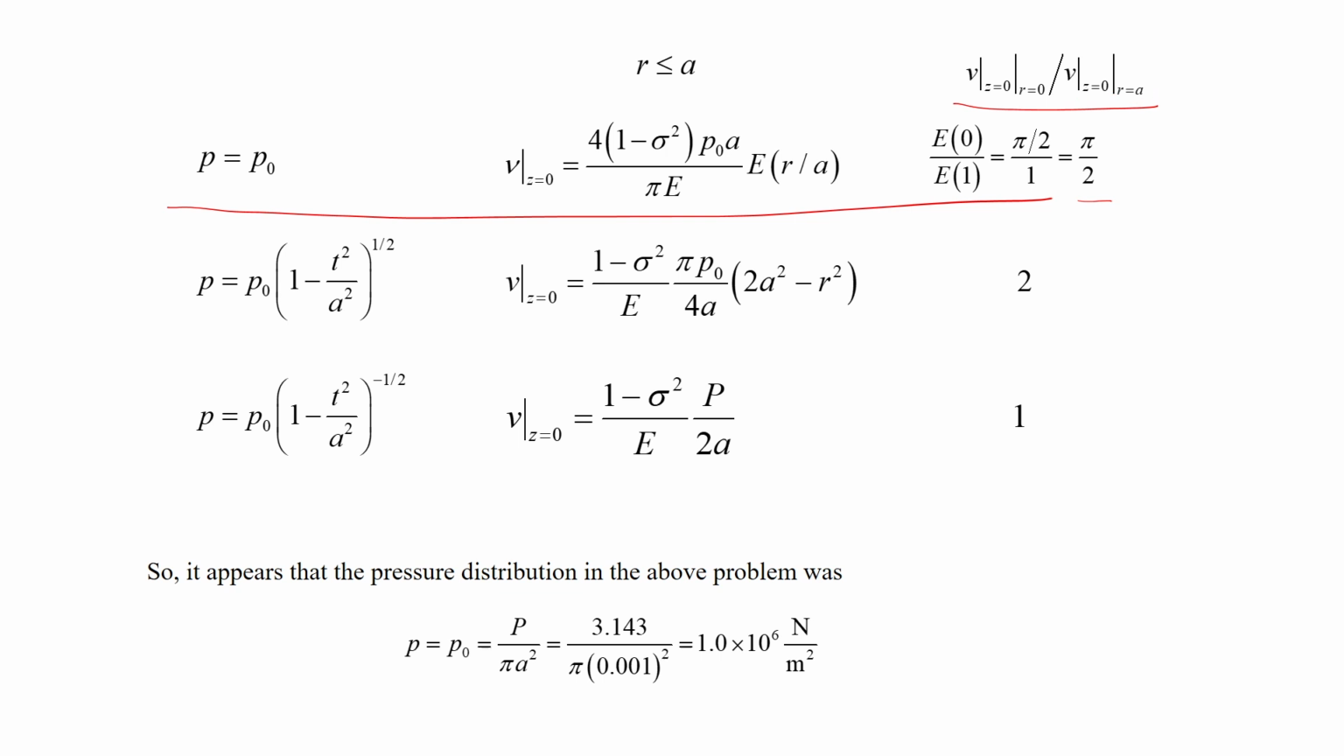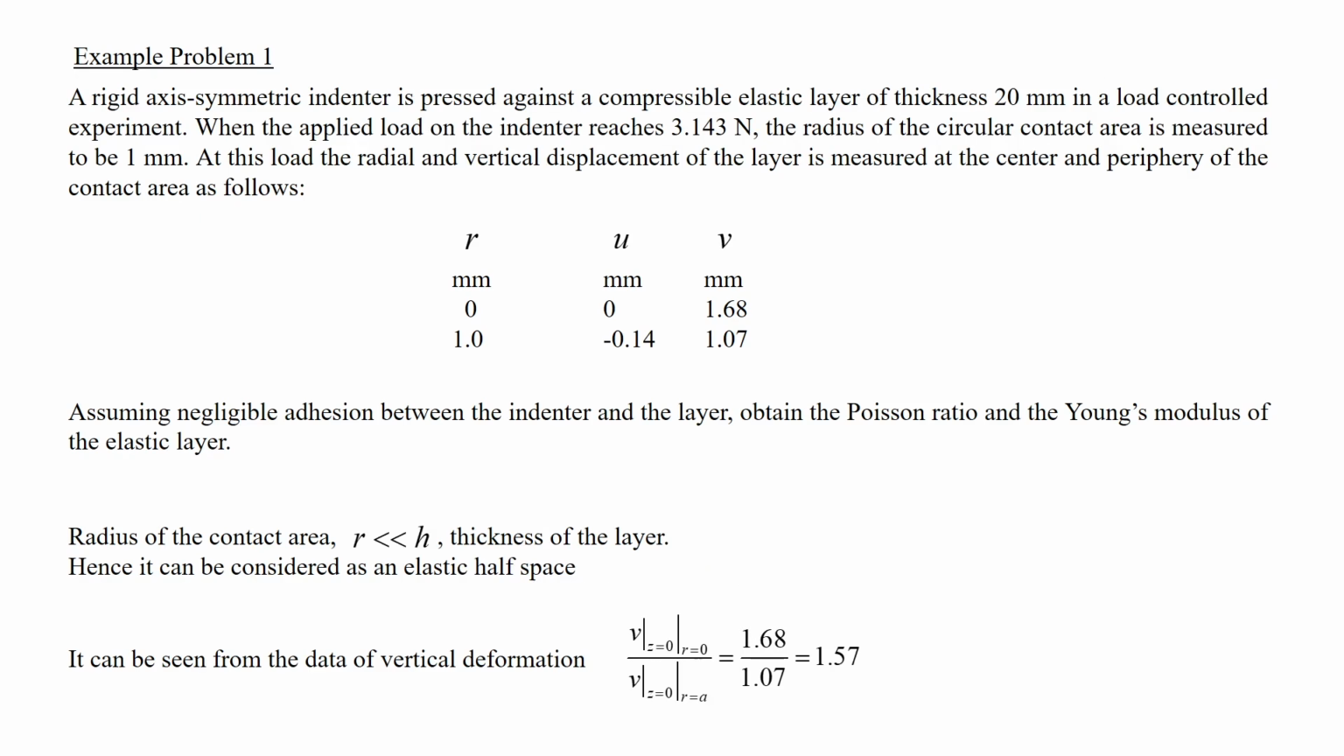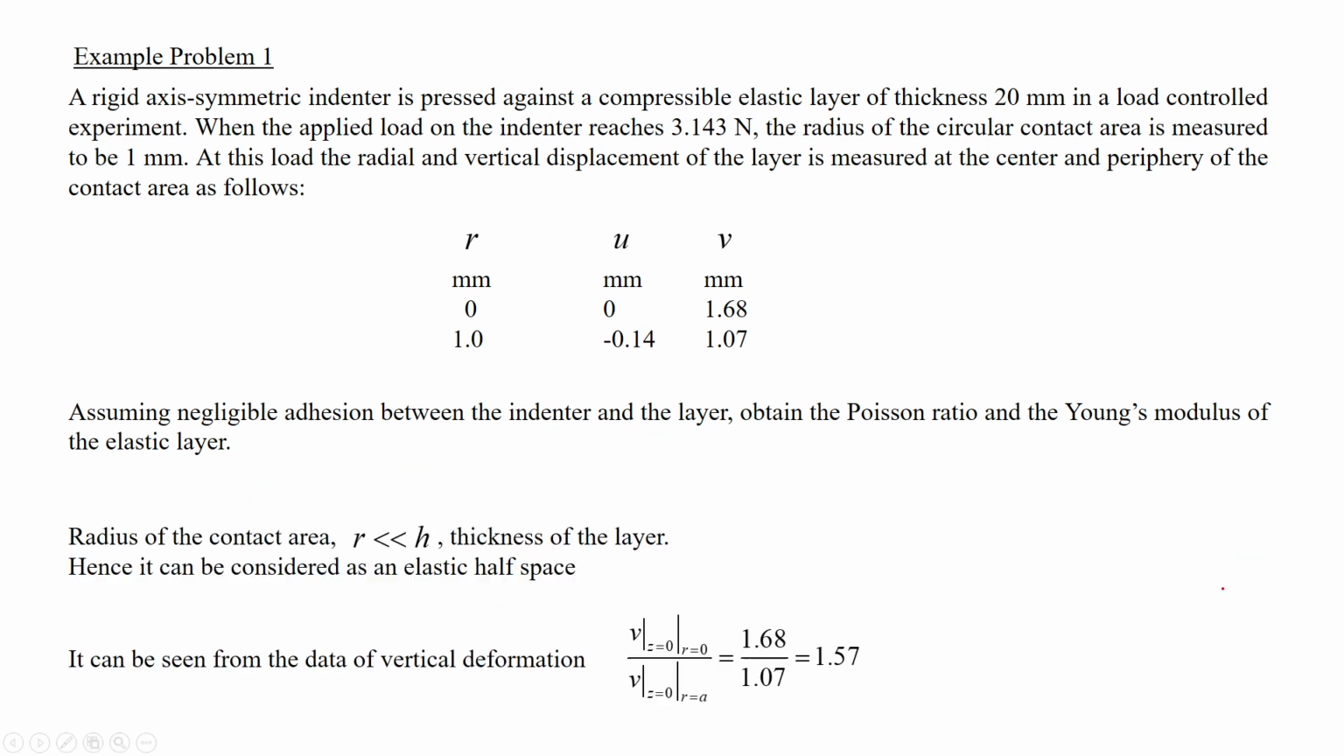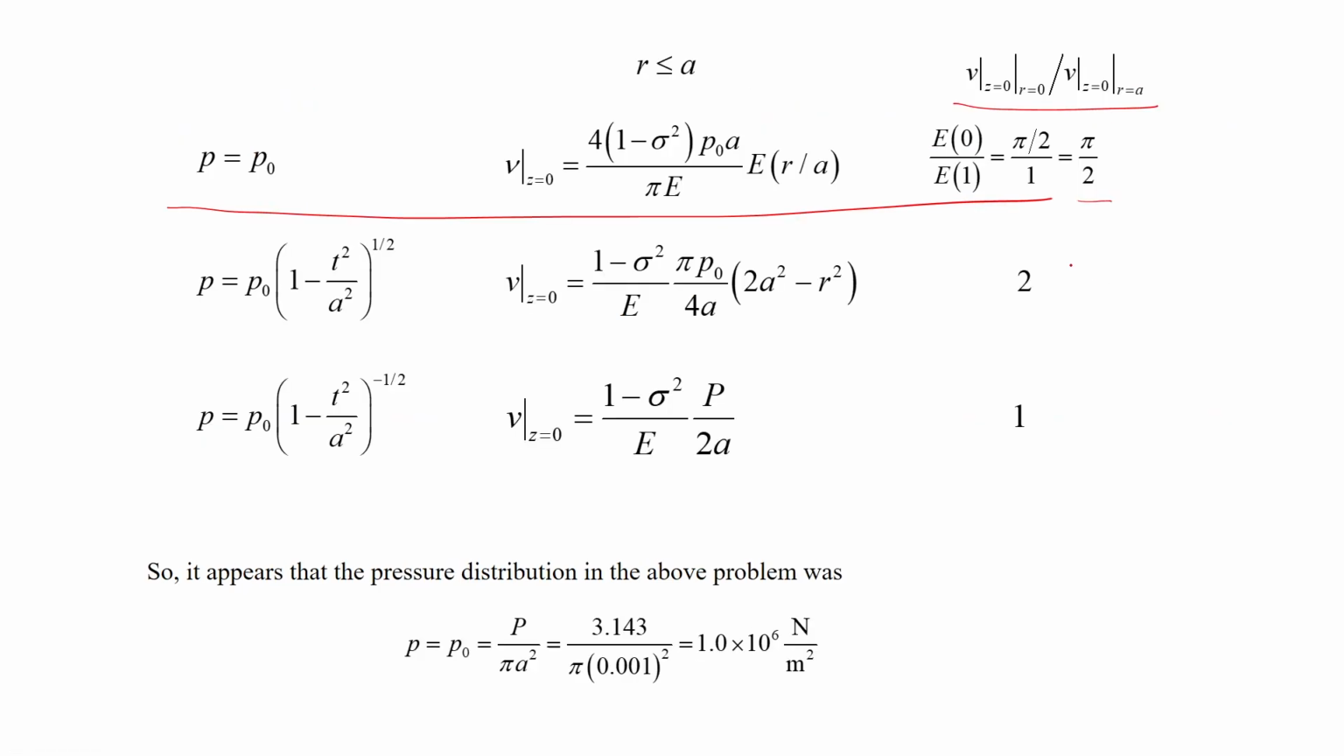What it means is that the kind of loading that has given rise to these deformations turns out to be P = P0, that is, uniform loading. No other type of loading has this value; 1 and 2 are the other two cases. So it is actually this particular type of loading that has been applied. We can find out that the total load applied is 3.143 Newton, and so we can find out what this P0 is.